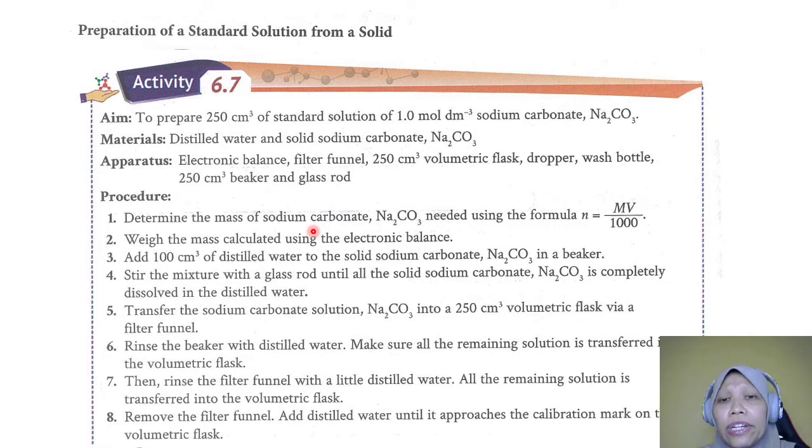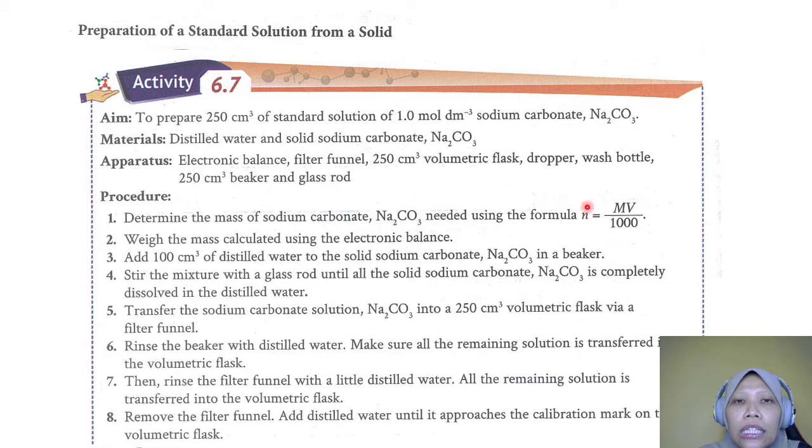Jadi, kita kena kira number of mole dulu. Bila nak kira number of mole, kita gunakan formula n = MV/1000. Kenapa kita gunakan formula MV bagi 1000? Because we have the M, the molarity, the concentration that we accurately known, which is 1.0 mol DM-3. Kemudian V. Berapa banyak V yang kita nak letak kat situ? Iaitu sebanyak 250 cm3. Kenapa 250? Sebab itu yang kita nak prepare.